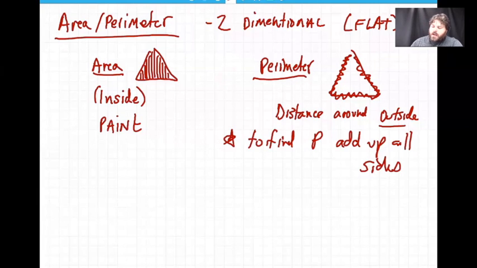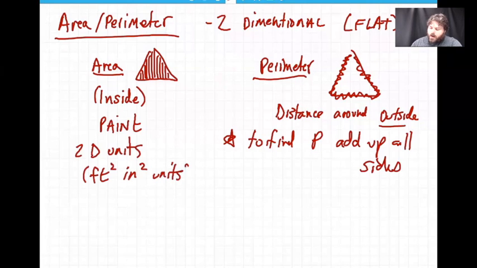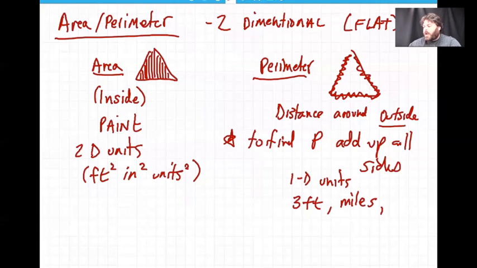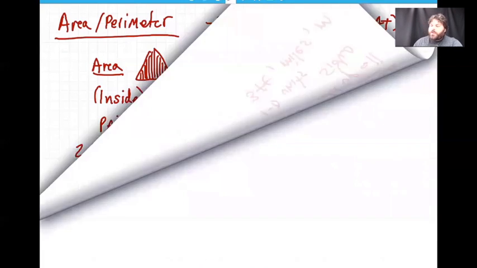Okay. One thing to notice, area will be given in two-dimensional units. So things like feet squared or inches squared or units squared. They'll have that unit in feet squared because you just need 2 dimensions to talk about it. Perimeter is in one-dimensional units. So you'll see like, what's the perimeter? Oh, it's 3 feet or it's 75 miles, right? It's not miles squared, feet squared, meters squared. It's just single units, okay? All right, so there's some basic area formulas that you have to memorize.